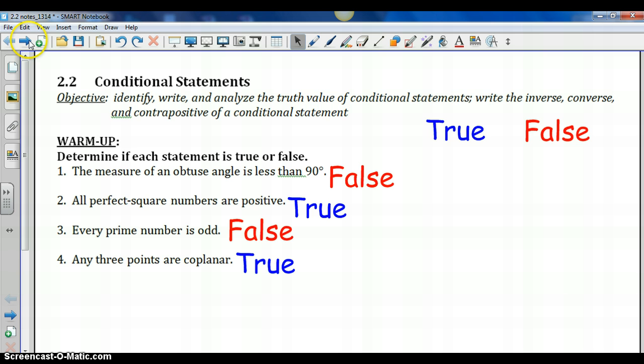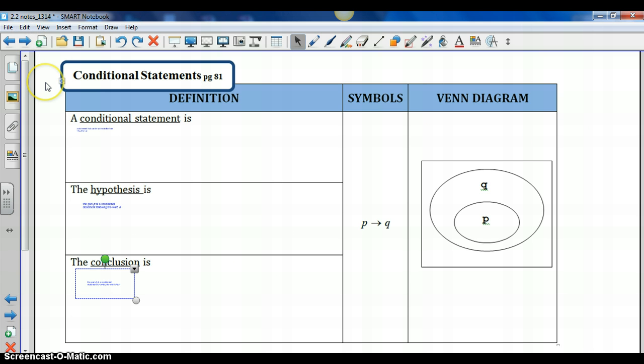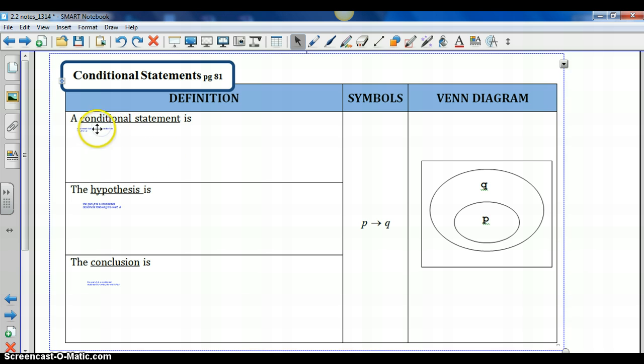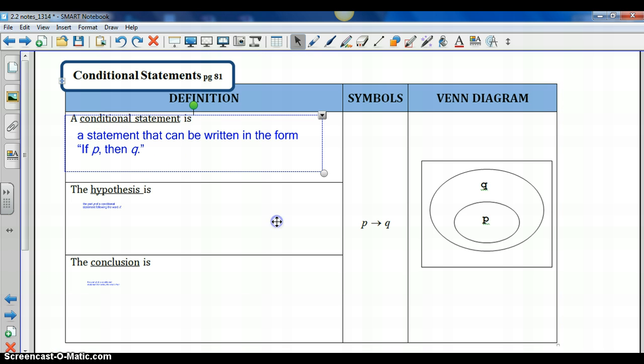Now let's take a look at our first of the new material. Let's talk about what a conditional statement is. That's the first part of today's lesson. A conditional statement is any statement that can be written in the form if P, then Q. That means an example would be, if it's raining outside, then I need an umbrella.